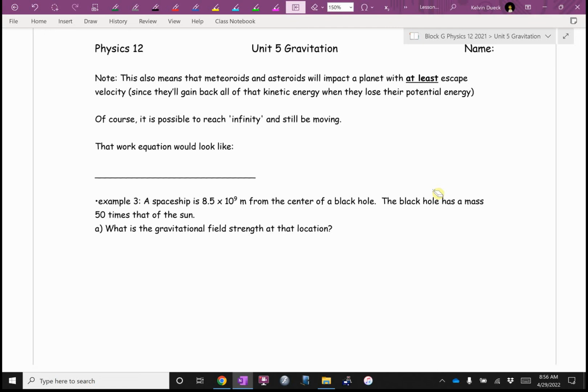Oh, also, you can reach infinity and still be moving. That work equation would look like this. KE initial plus PE initial equals KE final. There would be a little leftover energy out at infinity, but your potential energy out at infinity would still be 0 because that's where we've defined 0. And hopefully you're also now starting to see why actually we thought about this. It was clever of us to define 0 out at infinity, not on the surface of the Earth.